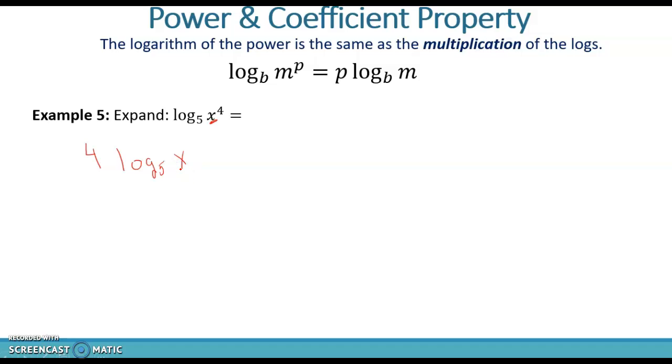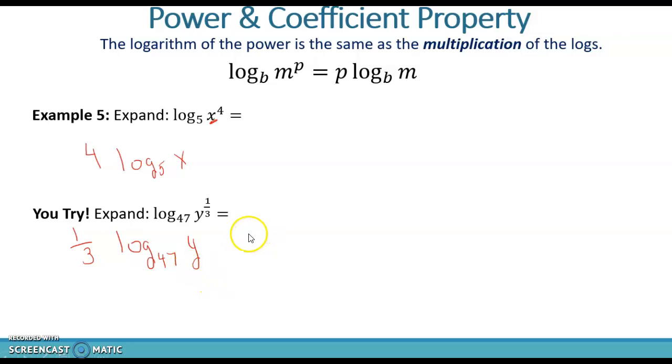All right. You try one. Okay, on this one again, we're taking the exponent of the y and putting it out front. And we got 4 log base 7 of y. Again, make sure that you're putting that base low enough. Like if you're in kindergarten, you know that it's below where the line is.